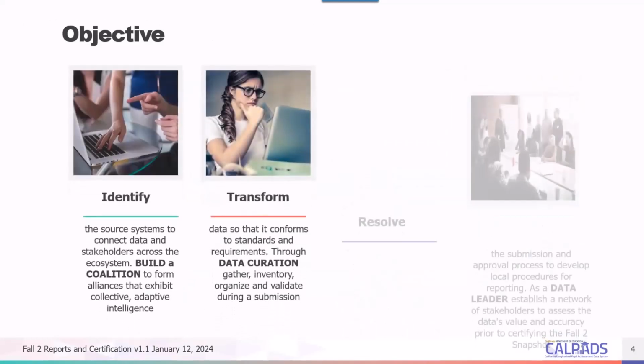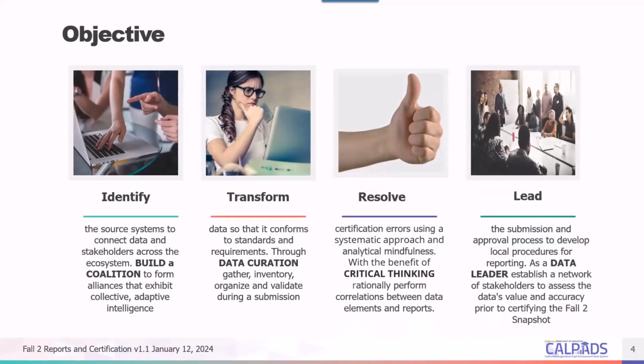And then lastly, about this training, we have several objectives for all of our trainings. This is a reporting certification training, so overall, we want to prepare you for the submission and successful certification. In doing so, we need you to be able to identify the source systems to connect data and stakeholders across the ecosystem. So it's really not just data entry. You can't submit data and just think that's it. Fall 2 requires you to connect with other people. We'll talk about who those people are shortly. And you have to build those relationships because you're going to require their assistance.